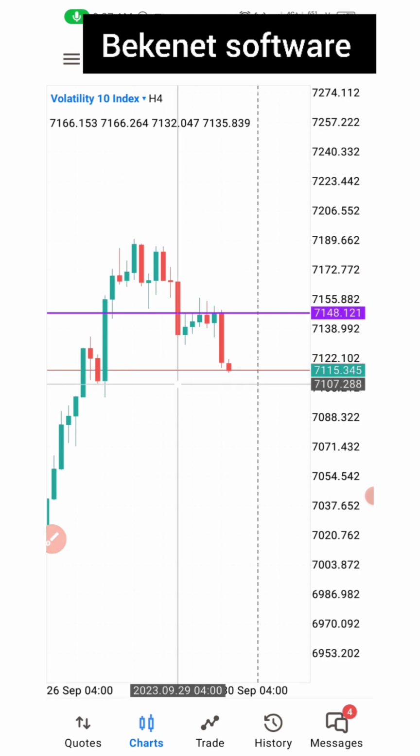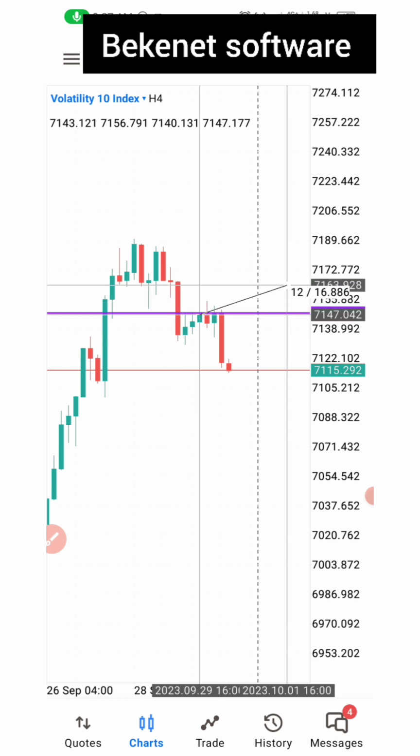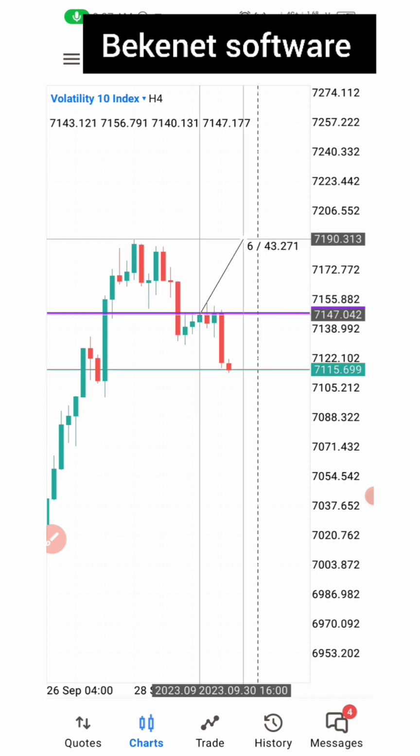Now look at where your stop loss is going to be. This is where your stop loss is going to be. It's not even up to 40 pips. This is where your stop loss is going to be. If you follow this instruction very well, you make good money without stress. If I want to be even safer, I'll put my stop loss here.